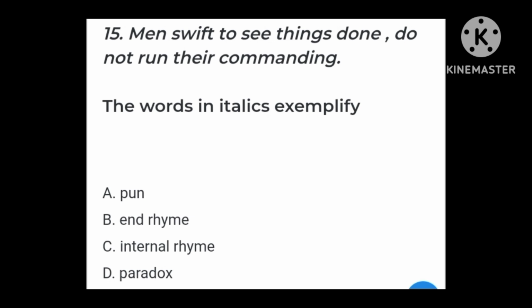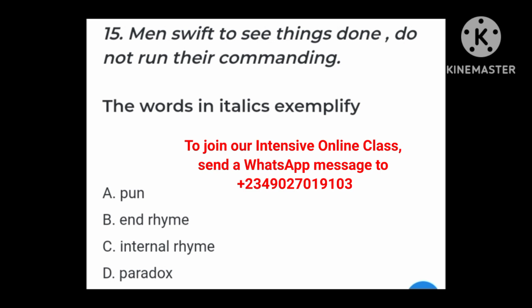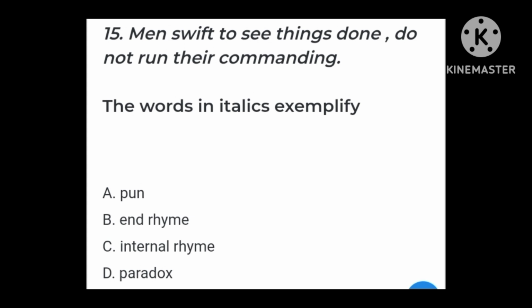Next question is question number 15. The question says, men swift to see things done, do not run their commanding. The words in italics exemplify. Options, we have option A, pun. Option B, end rhyme. Option C, internal rhyme. Option D, paradox. In literature, pun simply means playing upon words.